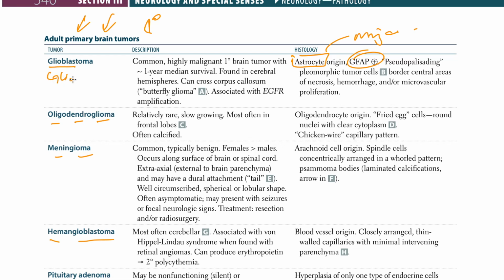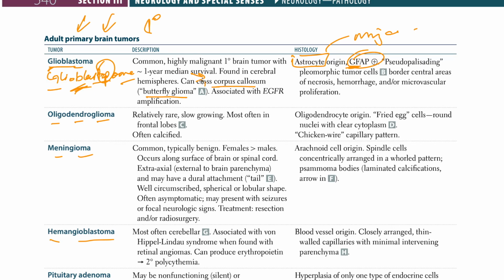So GLIO blastopoma. It is a glio with a blastopoma, glioblastopoma. So G for GFAP positive, B for butterfly glioma. Now the important point here is that butterfly, all it means is this is the only one that you will see that is going to cross the corpus callosum.